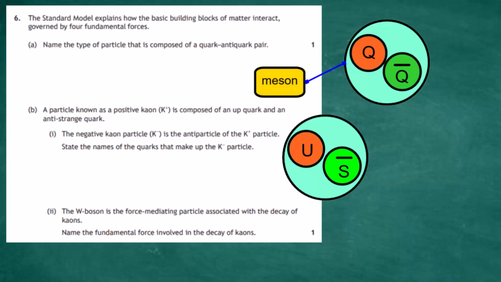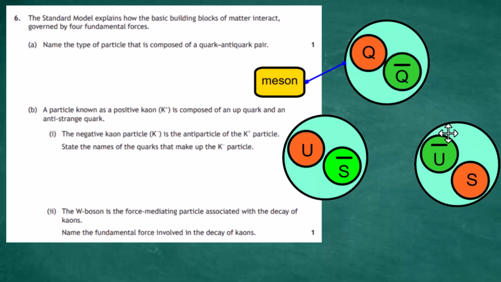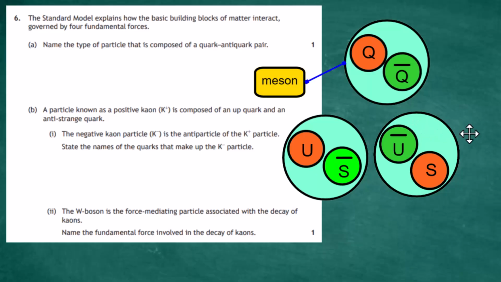It says the negative kaon particle, K minus, is the antiparticle of the K plus. State the names of the quarks that make up the K minus particle. Well, the antiparticle of the K plus will be the K minus, and you just have to do the following. The up quark becomes the anti-up quark, and the anti-strange quark becomes the strange quark. So that will be the K plus particle, and that will be the K minus particle, the antiparticle of K plus.